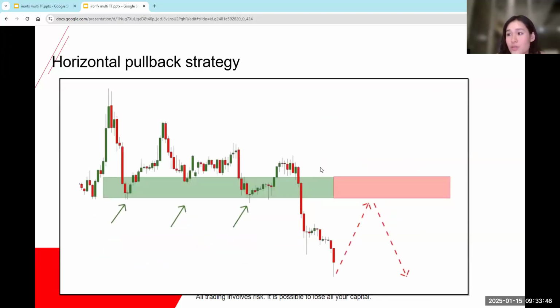Here's another example. In this case, we have three swing lows lining up, and this is a swing low support. So price has broken below it, and we're expecting it to reverse back off this level. So this is now a pullback resistance.